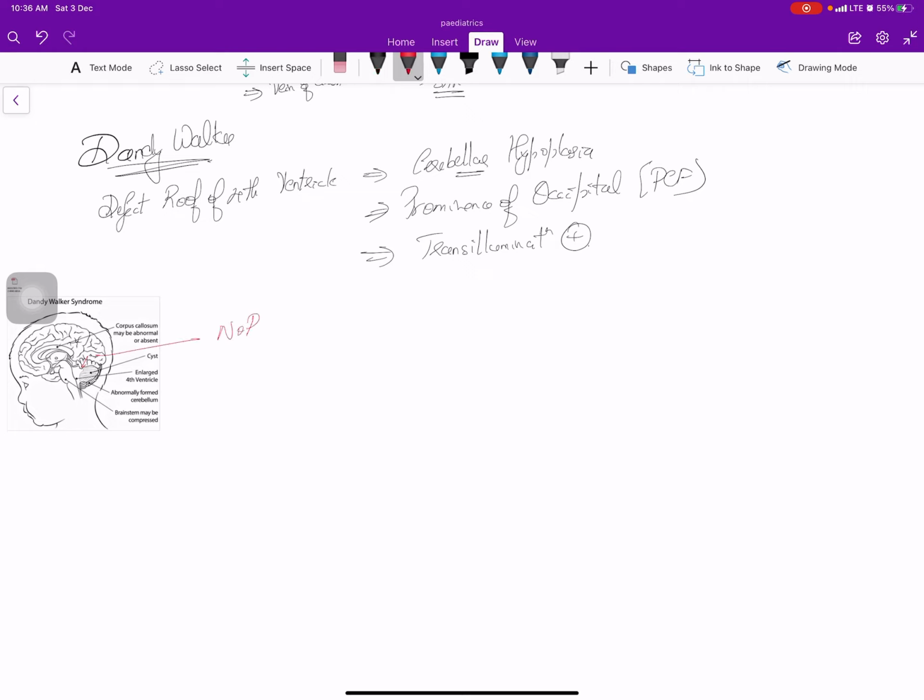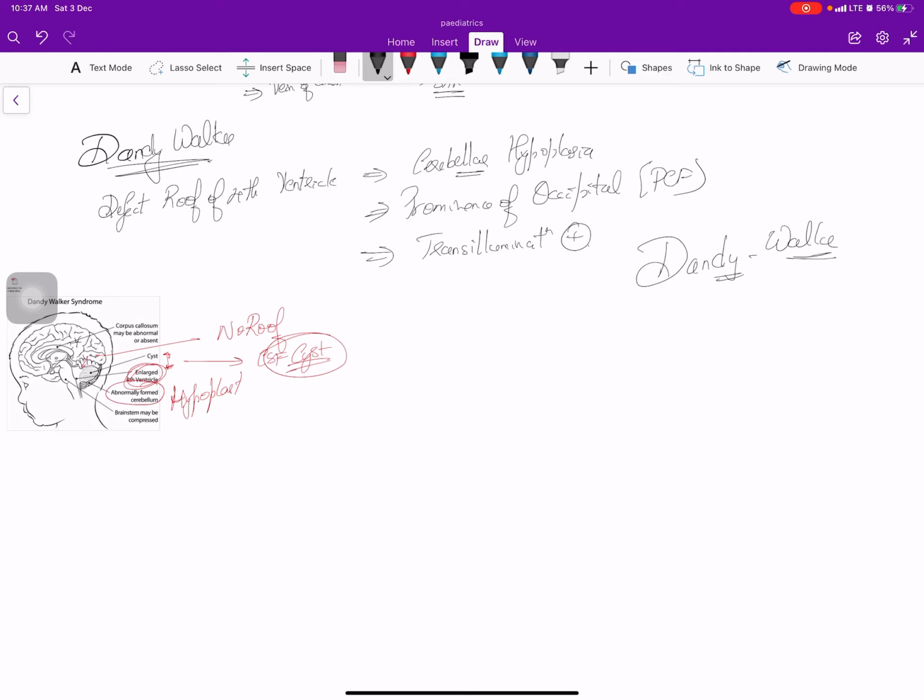So there's no roof. What happens is the normal structure, the cerebellum, is hypoplastic. We're going to have an enlarged fourth ventricle because it has no roof, and then it might be replaced with a CSF-containing cyst, which shows transillumination. So I'm so sorry about the pronunciation. I'm messing things up here, but it is Dandy and the second one Walker.